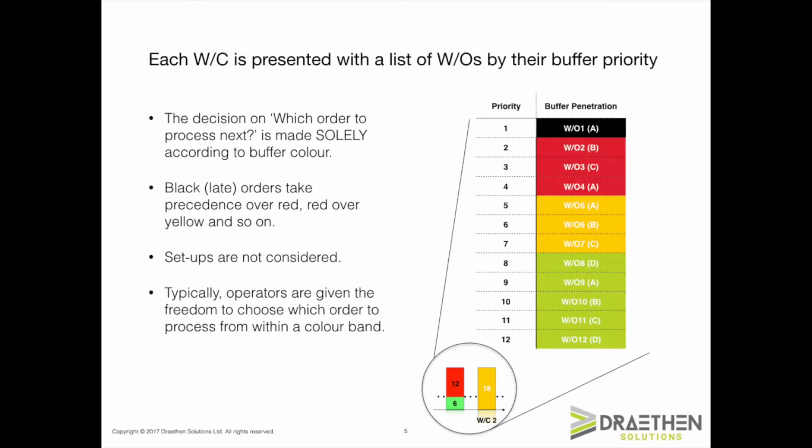Once in the plant, all work orders have a buffer color determined by how far they are into their buffer. Another way to describe this is to say the color of the work order is determined by which third of the production lead time the order is in, or if it's past its due date and it's late, it's in the black zone. Each work center has its own buffer management priority list for the work orders waiting to be processed, and the list is prioritized according to the buffer penetration. Workers choose work orders for processing based on the priority list sequence solely according to the color. Late or black orders have the highest priority, then the red work orders, then yellow, then green.